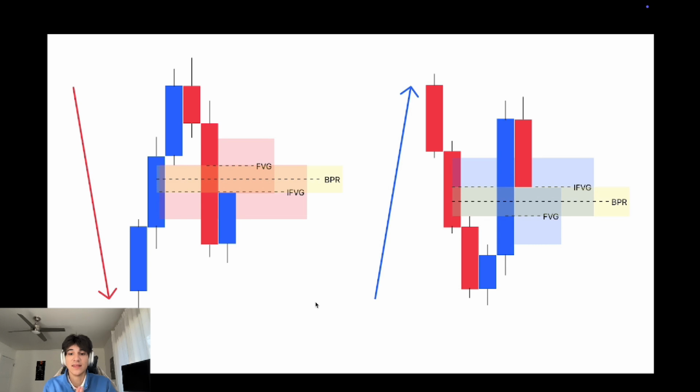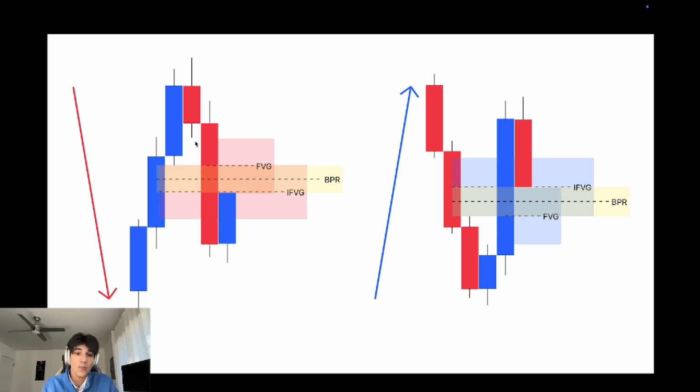Last but not least, the BPR. For the bullish example, we see that right here we get an inverse fair value gap because we close below this bullish fair value gap, so this turns this into an inverse. And then we see that we also get a fair value gap created, a bearish fair value gap. So we have a bearish inverse fair value gap and a bearish fair value gap that are created.